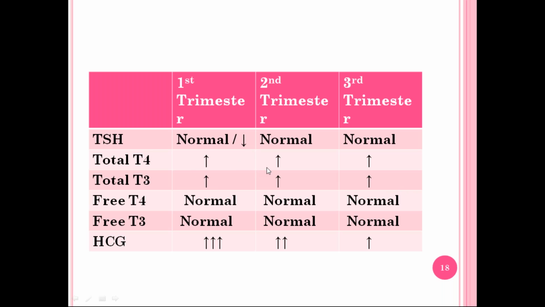All are increased, right? Total T4 and T3 are increased because thyroid binding globulin is increased in pregnancy. If you take free T4 and T3, everything remains normal. HCG is increased, so here in the first trimester the T4 will be more.